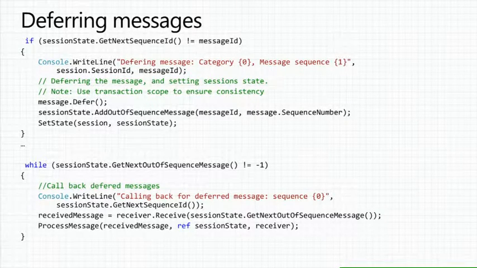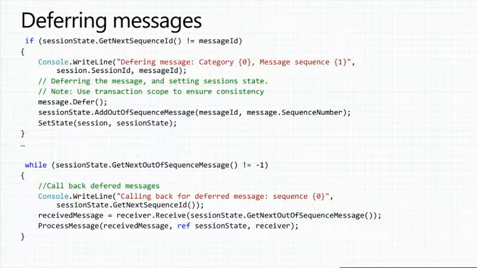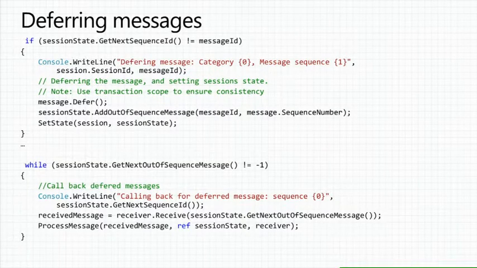So in the session state object, we have a little object we store in the session state. We'll get the next sequence ID. If that sequence ID is not the same as the message ID we just got, so we are expecting a certain message ID, then we're going to defer it, and then we add the out-of-sequence message, the message we just recorded, to the list in that session state, and then we set the state, which means we update the state in the session.